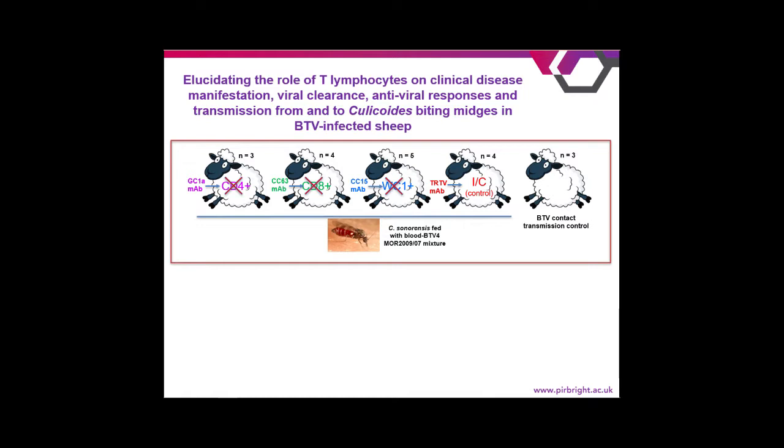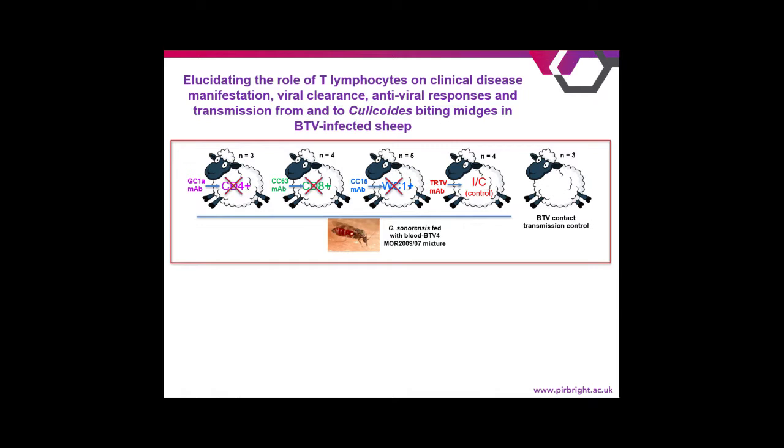Overall, we're hoping to have 7 sheep in every group. So far, the data that I'm going to talk about today is based on these numbers here, which correspond to the first 3 animal experiments that we've performed. In every replica of the animal experiment, we have 1 non-depleted, non-infected control sheep, which acts as a true control and also to monitor for contact transmission.